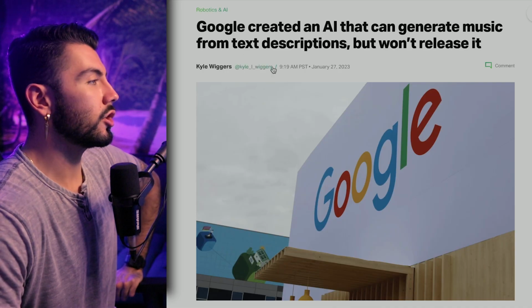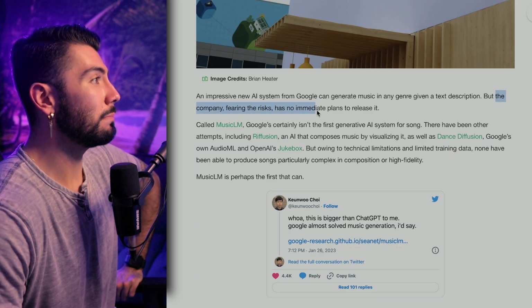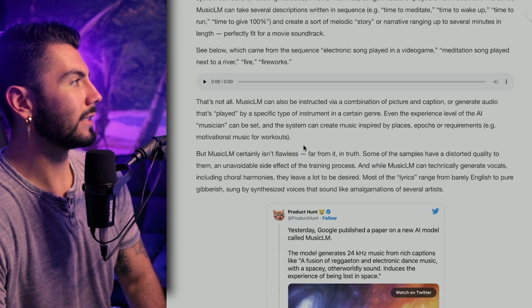Now, one last article to reference over here is going to be TechCrunch.com. Just this right here, the company, fearing the risks, has no immediate plans to release it. One major problem with the rise of artificial intelligence in music is going to be copyright, because not all the time artificial intelligence might know that it's a copyrighted piece of art. I had one more thing to reference over here as well about that exact topic.